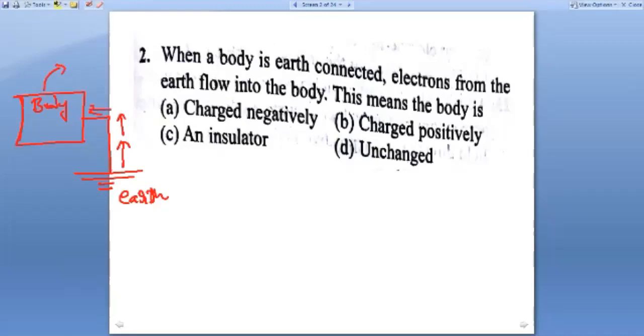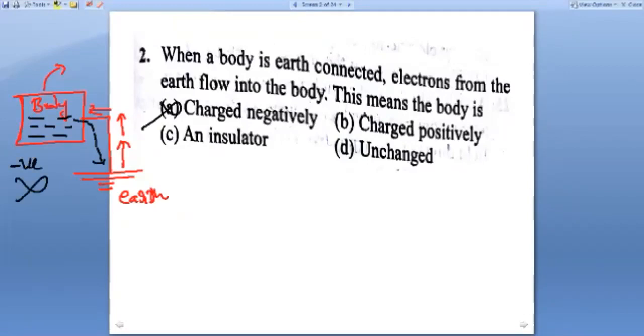So let's take one by one. First one, if the body is negative charge. So when the body is negative charge, the excess electrons flow towards the ground. But the question is not like that. The electrons flow from earth to the body. So that means the body is not negatively charged. So this fails.